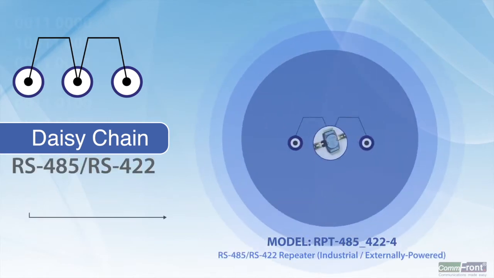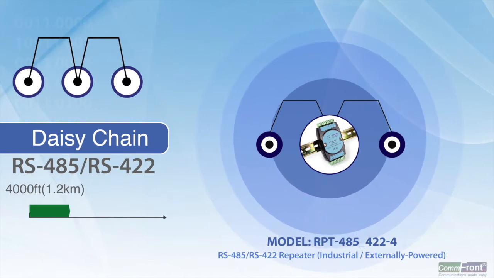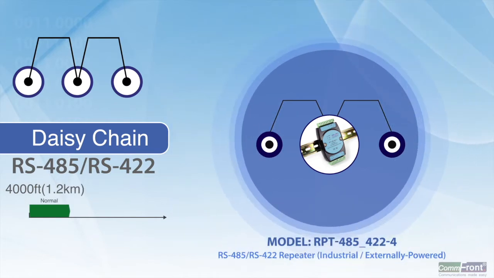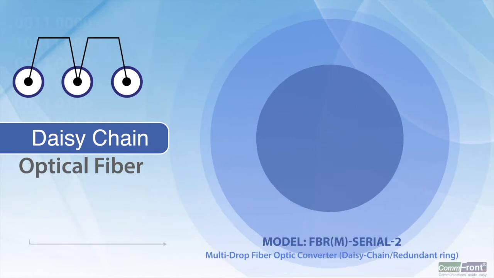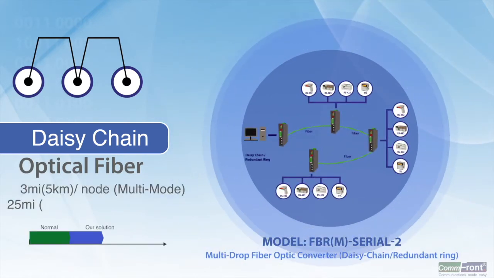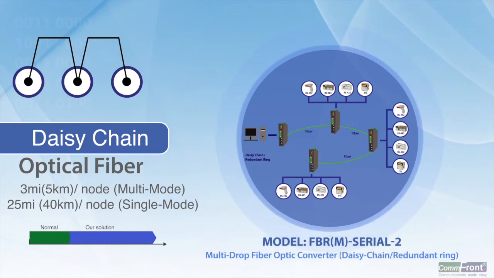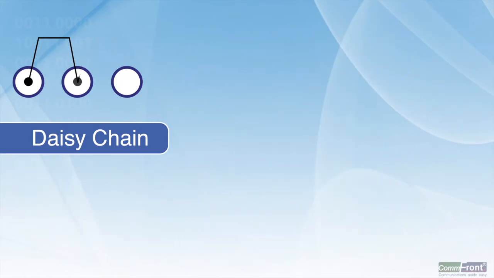The typical distance for a daisy chain RS-485, RS-422 network is 4,000 feet. And with the RS-485 RS-422 repeater, this distance can be extended by another 4,000 feet. Daisy chain or multi-drop extension can also be used for fiber optic networks, in which the communication distances can be extended not by feet, but by miles or even hundreds of miles.